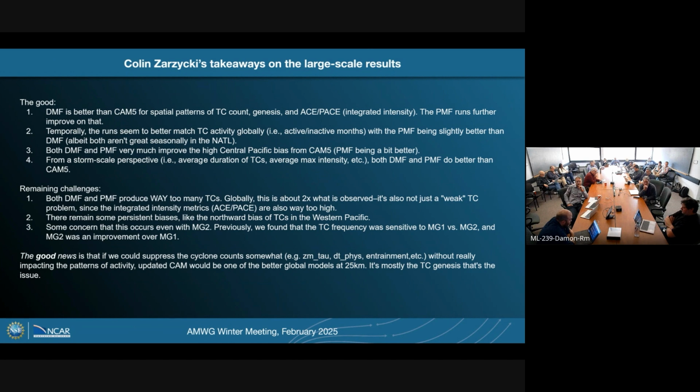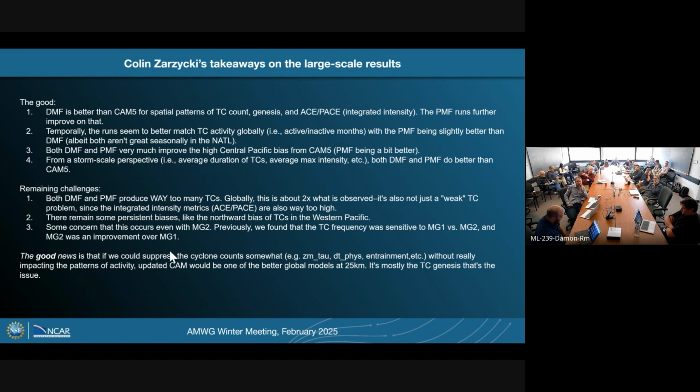Some of the challenges that Colin pointed out, we're producing too many tropical cyclones. I can't remember if he said that this was also a problem in CAM5 or not, but I feel like he might have said that. It's about 2 times what we see in observations. So that's one bias. And Colin pointed out some concern that this seems to be occurring even with the updated microphysics, and had previously found in a paper that MG2 was an improvement over MG1.